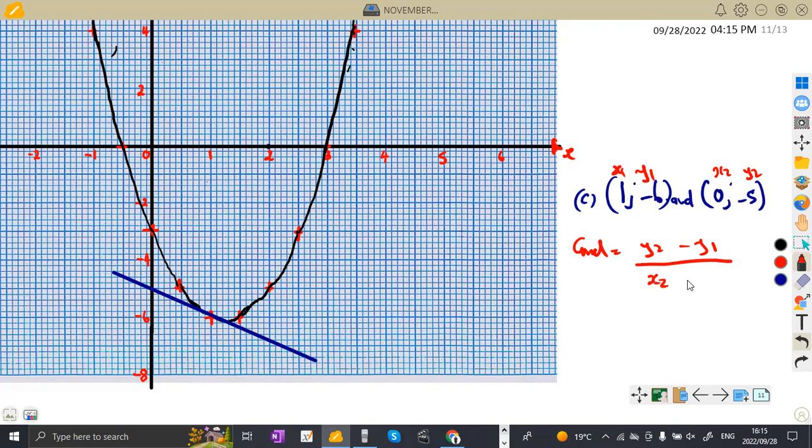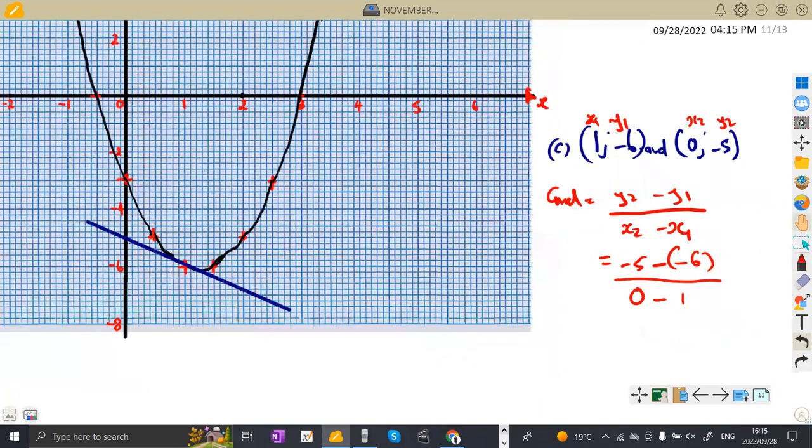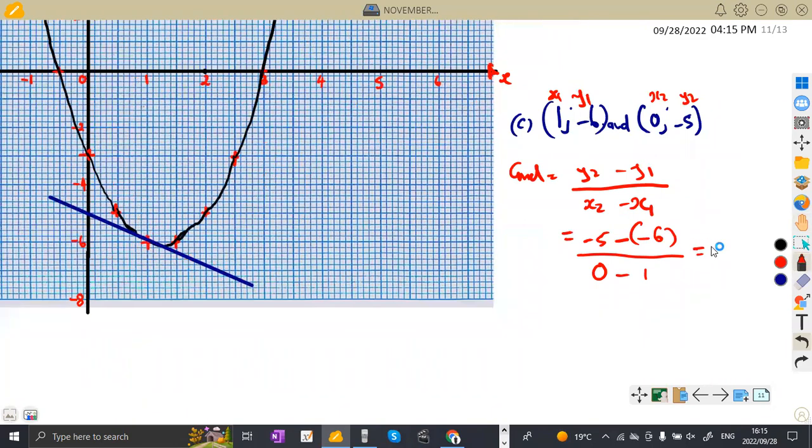The gradient is equal to the change in y over the change in x, which is y2 minus y1 over x2 minus x1. So y2 is minus 5, minus y1, which is minus 6, everything over x2, which is 0, minus x1, which is 1. On your calculator, that is minus 5 plus 6 over minus 1. So that's 1 over minus 1, which is minus 1. So that was our gradient.